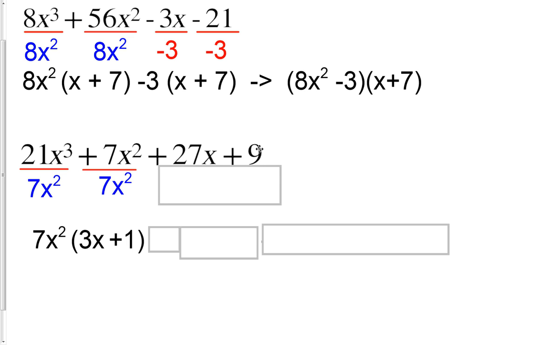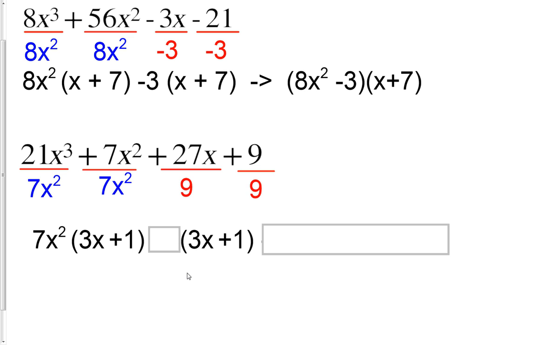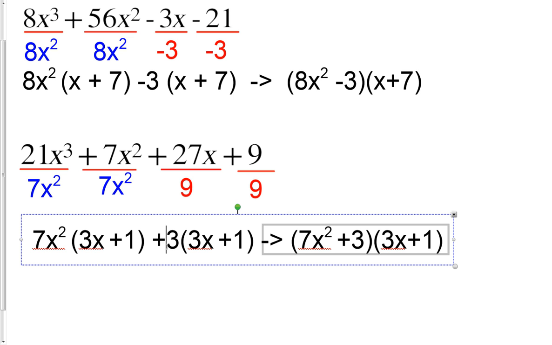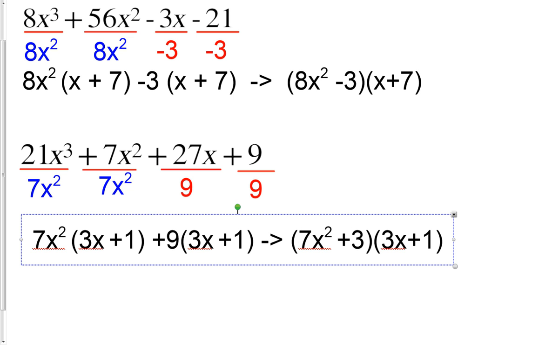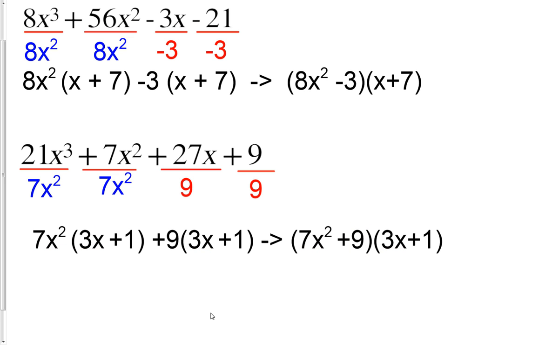Over here, they both have a 9. And again, knowing that the 3x plus 1 is going to repeat, how do you go from 27x to 3x? We're taking out plus 9. And there's the plus 9 actually supposed to be right there. So let me fix that. And then our final answer is going to be slightly switched due to that. This is plus 9. And your final answer, 7x squared plus 9 times 3x plus 1.